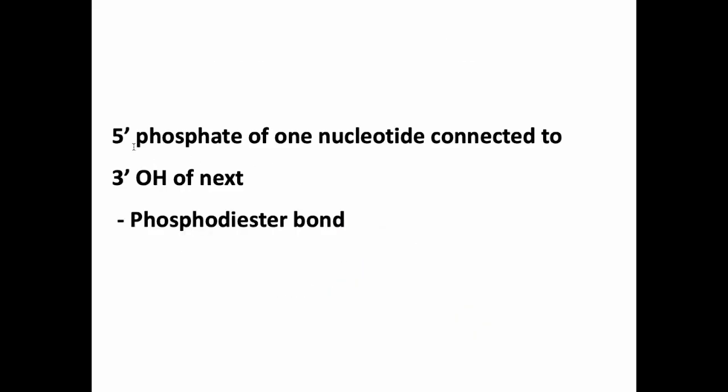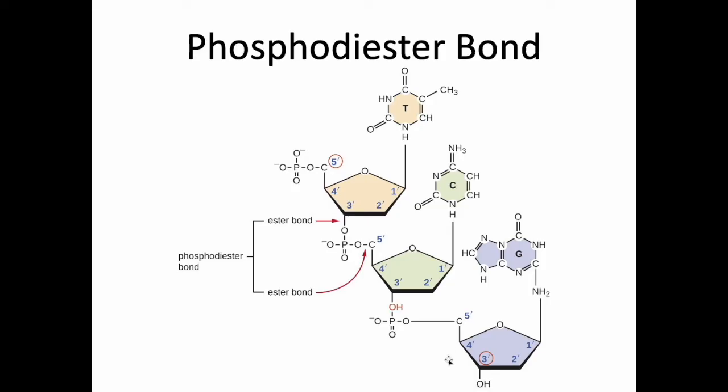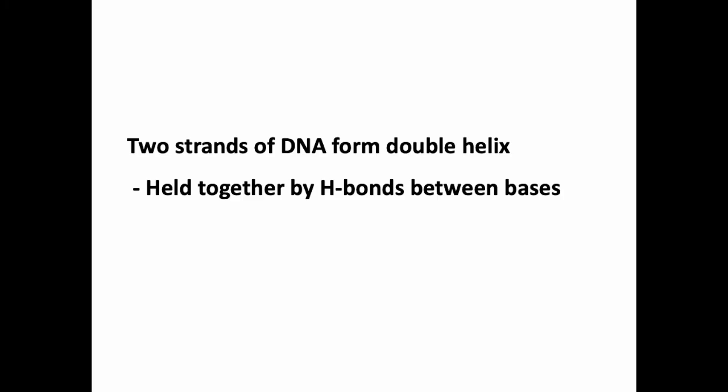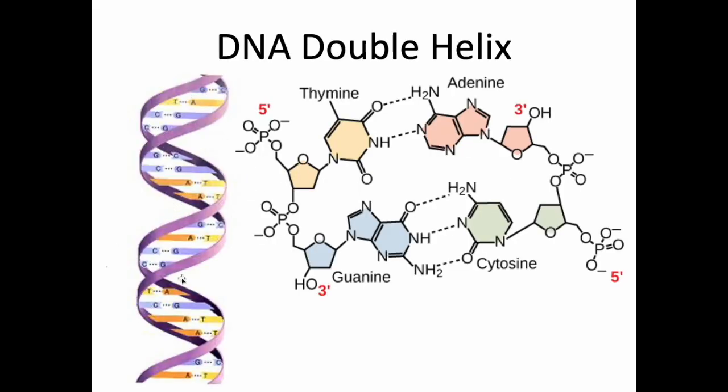Again, these terms, 5' and 3', are going to be very important as we go through this chapter. The 5' end has the phosphate, the 3' end has the OH. They're always connected to one another in this way. Now, we don't just have one strand, we've got two. There are 2 strands of DNA that form a double helix structure.